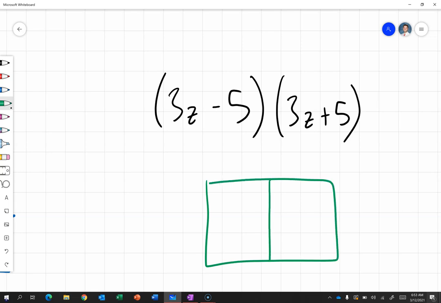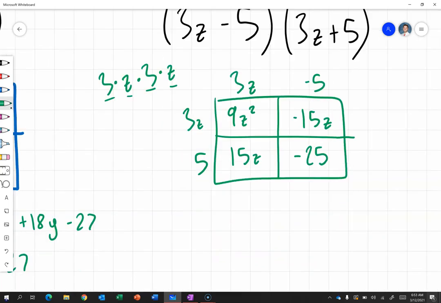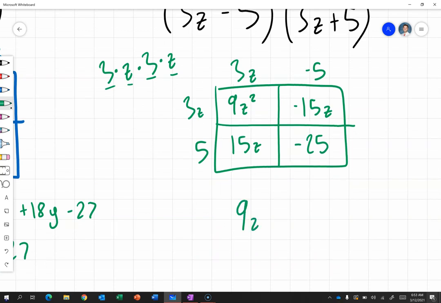So we have 3z minus 5 times 3z plus 5. So 3z times 3z. Again, it doesn't hurt to write out the whole problem. So that's 3 times z times 3 times z, which gives us 9z squared. 3z times 5 is 15z, and 5 times negative 5 is negative 25. So now we have 9z squared minus 15z plus 15z, which we know cancels out, minus 25.